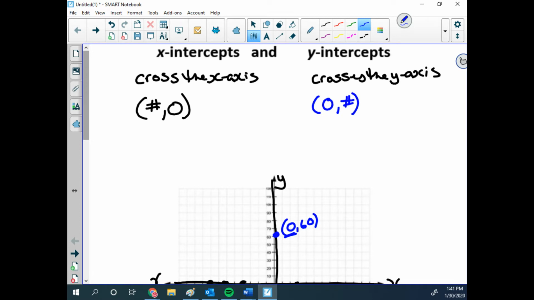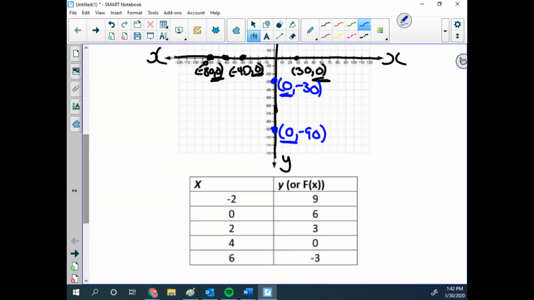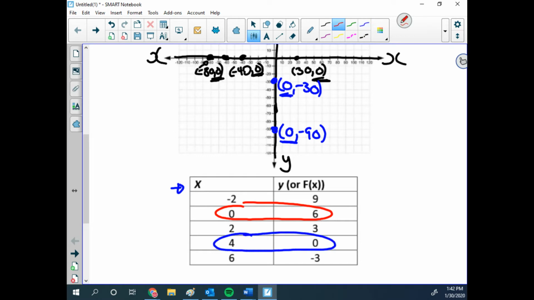Knowing those two pieces of information is important because, for example, if we were given a table of values like we're given here, we should be able to look at this table and say, oh, this is the x-intercept and this is the y-intercept. What I can do first of all is look for those 0 values. So if I look for this one right here, and this one right here, and write those as ordered pairs, this is the ordered pair 0, 6, and this is the ordered pair 4, 0.